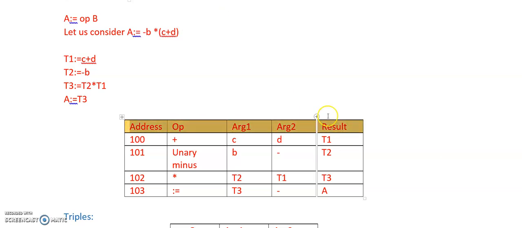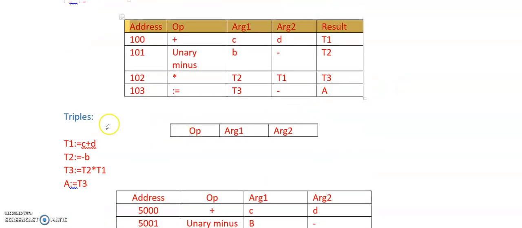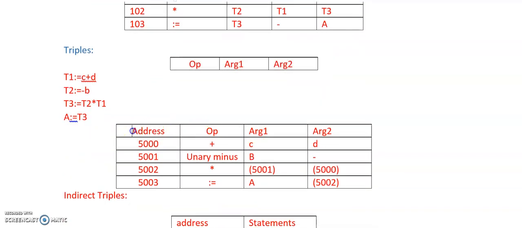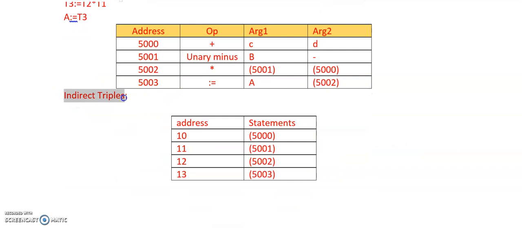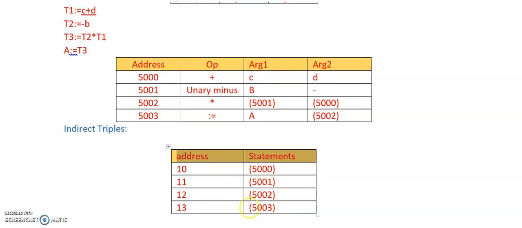If we move on to the second case, the triple case, the name itself tells about the 3 addresses: operator, argument 1, argument 2. So this is the way of constructing a 3 address code for the same given example. When we talk about the indirect triple, in the indirect triple we pass the addresses of the triple addresses. The name indirect tells us that whatever address position we have is indirectly calling another address, that is the indirect triple.